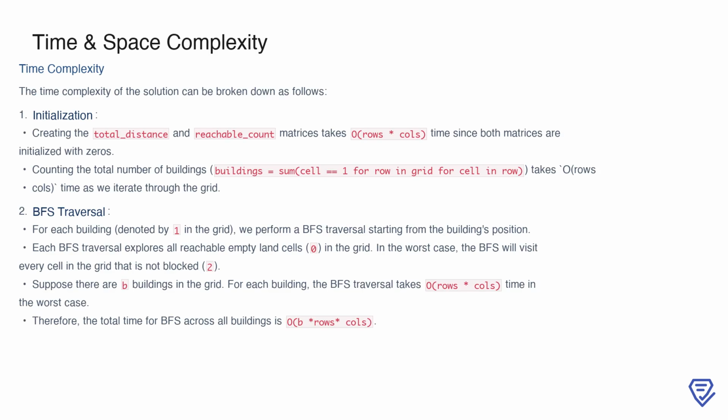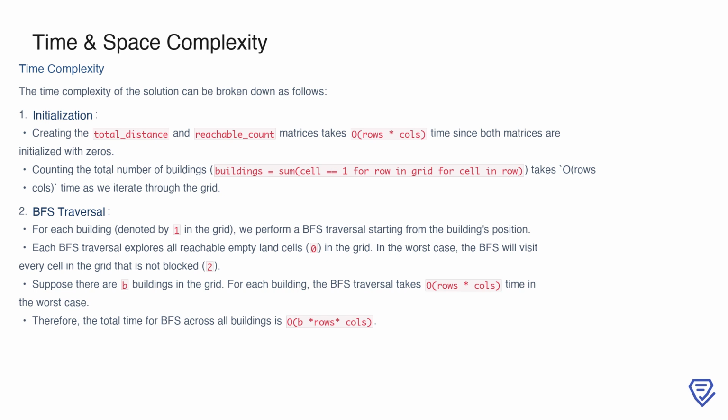2. To analyze the time complexity of our solution, let's break it down step by step. First, there's the initialization phase. Here, we create 2 matrices, total_distance and reachable_count, both of which need to store values for every cell in the grid. Since the grid has rows*cols cells, initializing these matrices will take rows*cols time. Additionally, we determine the total number of buildings in the grid by iterating through every cell. This operation also requires rows*cols time.